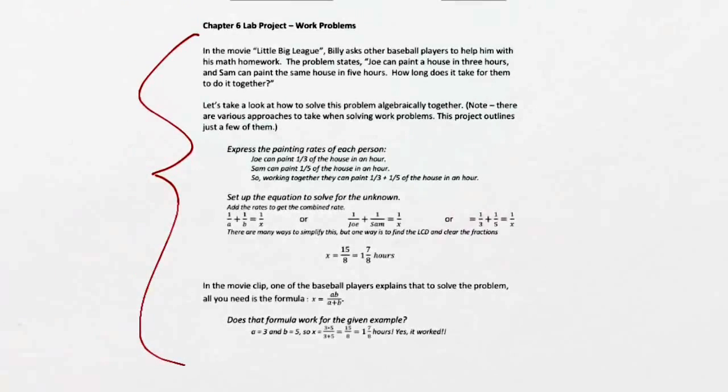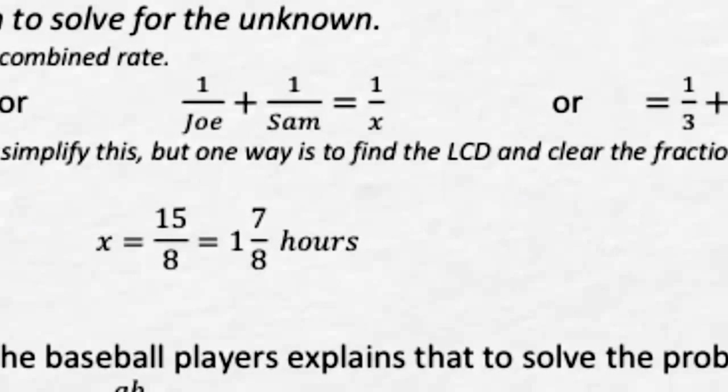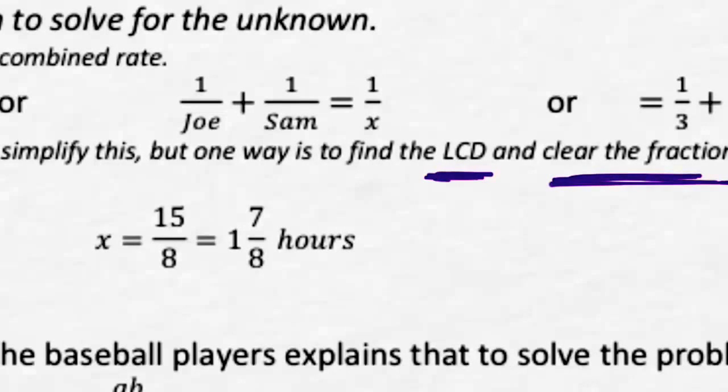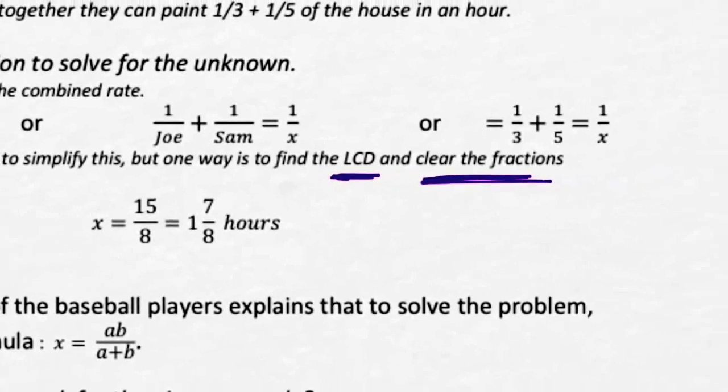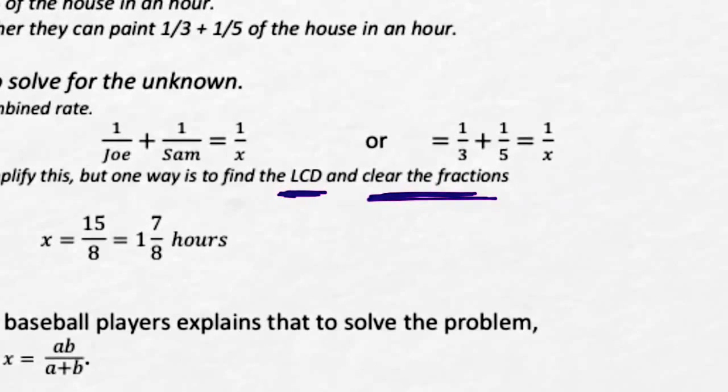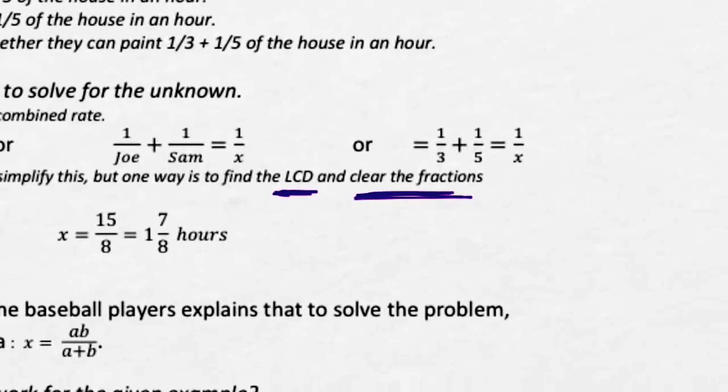Now what's going to happen is we need to find the LCD, and then we clear the fractions. Clear the fractions is a vocabulary term that you're going to see a lot in Chapter 6. So identify what your LCD is. What is the least common denominator of 3, 5, and x, and then multiply through by 15x. That should clear all your fractions so that you don't have any denominators left over. And then you can continue to solve algebraically. But clearing the fractions is a process of multiplying by the LCD so that we don't have any denominators left to work with.